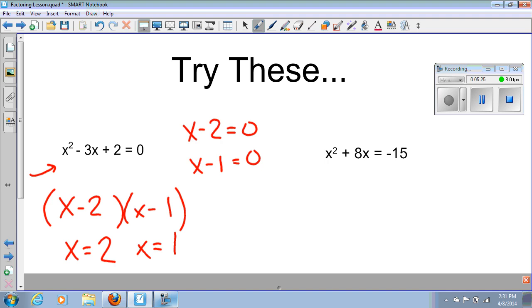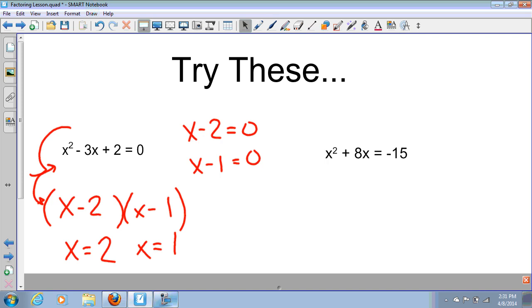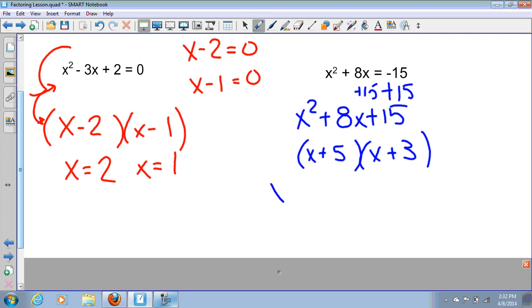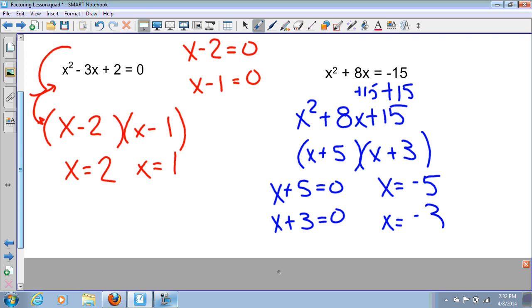So we might already have our double bubbles. We might have to reverse FOIL to get our double bubbles. We might have to put it in standard form before we can reverse FOIL and get our double bubbles. That would be this last example here. So we need to add 15 to both sides. So x squared plus 8x plus 15. Double bubbles. Product of 15, sum of 8, x plus 5, x plus 3. Double bubbles equal to 0, x plus 5 equals 0, x plus 3 equals 0. So x is either going to be negative 5 or x is going to be negative 3.